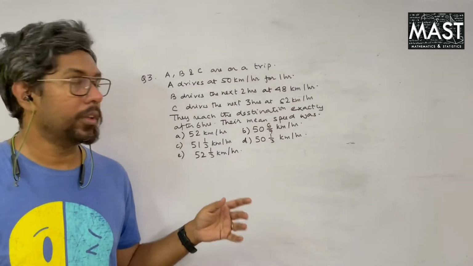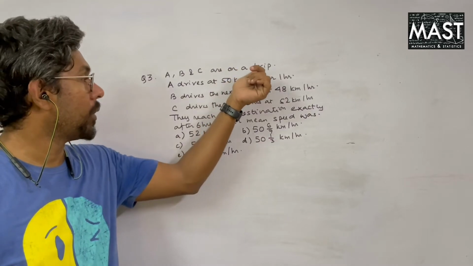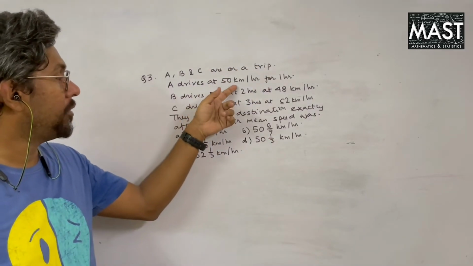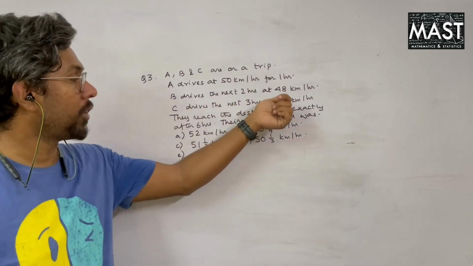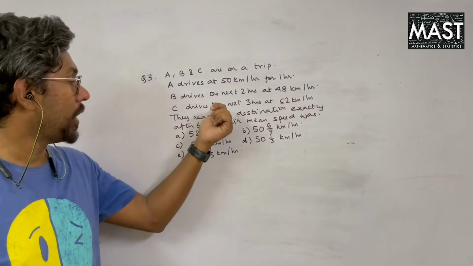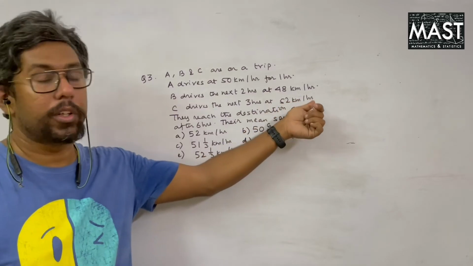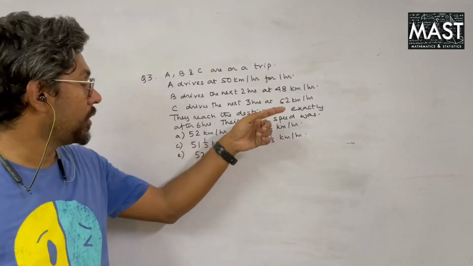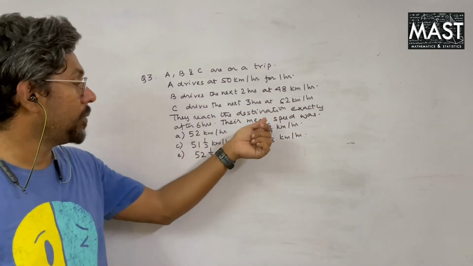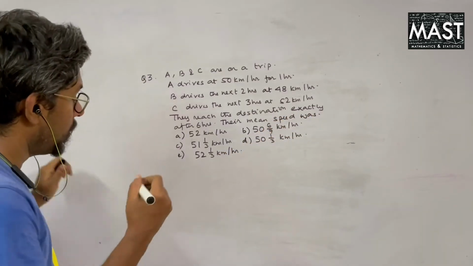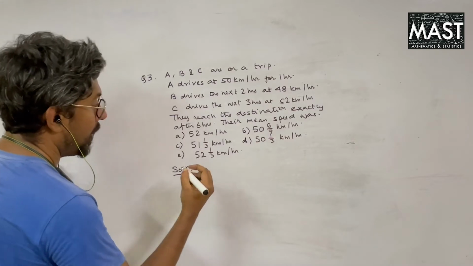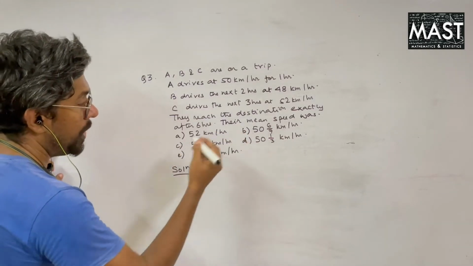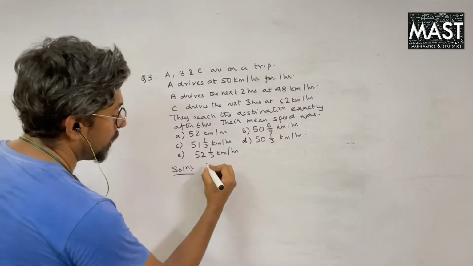The third question is: A, B and C are on a trip. A drives at 50 km per hour for 1 hour. B drives the next 2 hours at 48 km per hour. C drives the next 3 hours at 52 km per hour. They reach the destination exactly after 6 hours. Their mean speed was. This is a very simple sum. We know that average speed or mean speed is total distance by total time.